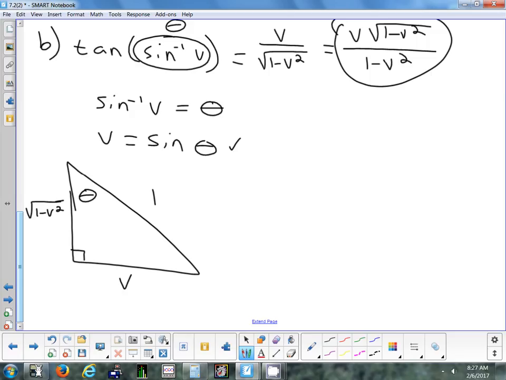And if you want to check it, pick a number for v between -1 and 1. Plug it into the original, plug it into the new one, and see if you get the same answer. But you will, so I'm not going to do that this time. Okay, any questions on that?